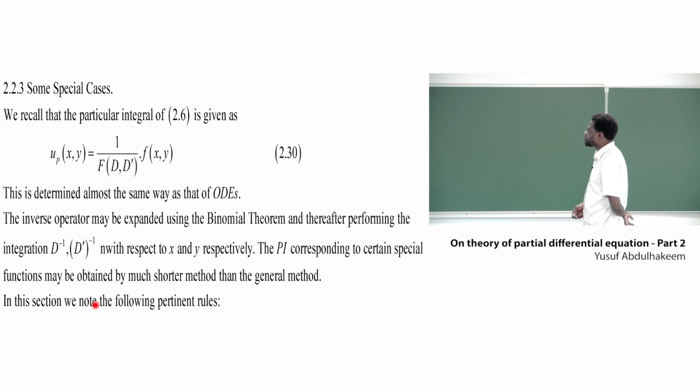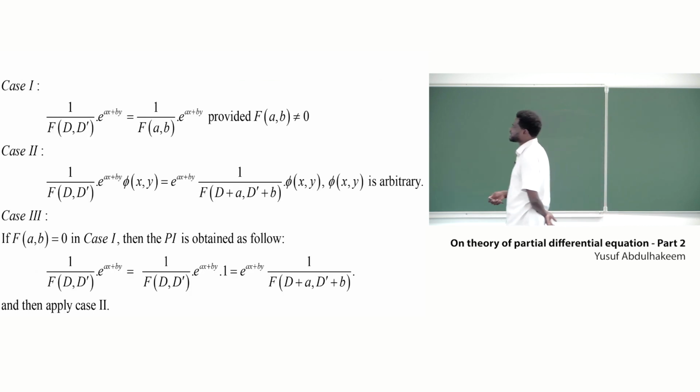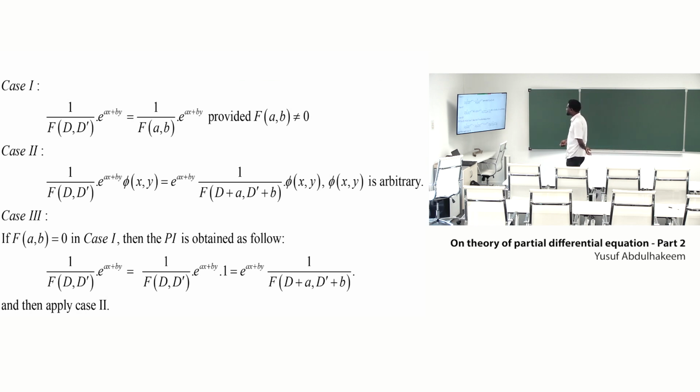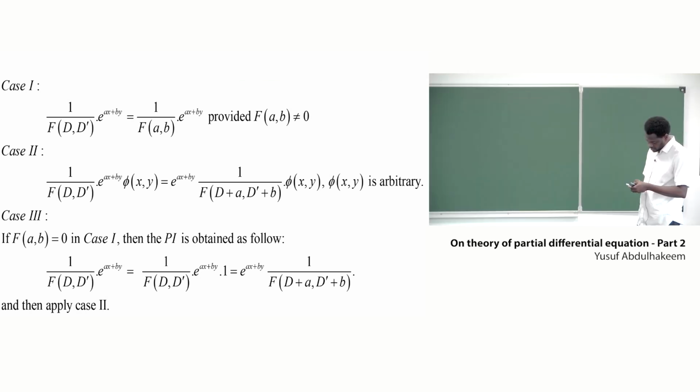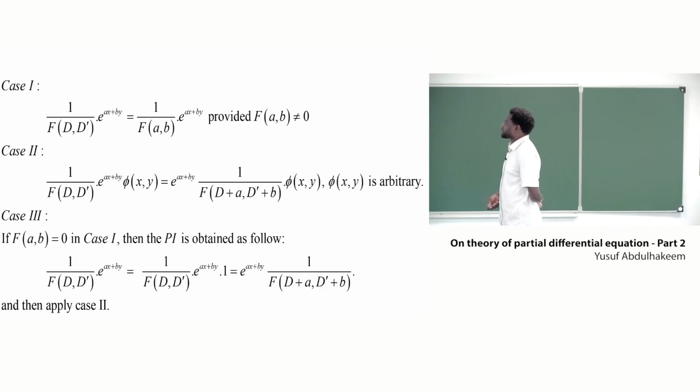So in this section, we note the following rules. And what are the rules? The first case is when we have our f of x. Mostly it's just going to be our f of x that will change. Supposing we have the first case here, we have f of x to be exponential ax plus by. This will be 1 all over f of a comma b exponential ax plus by, provided this f of a comma b is not equal to 0.